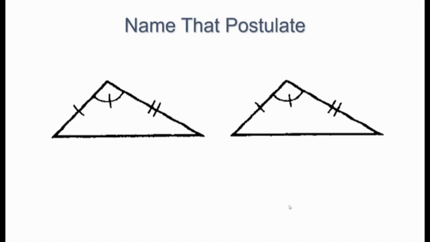How about these two triangles here? We have side, angle, side. And the angle is an included angle. We have side, angle, side, an included angle. So we will say SAS. Yes, they are congruent.